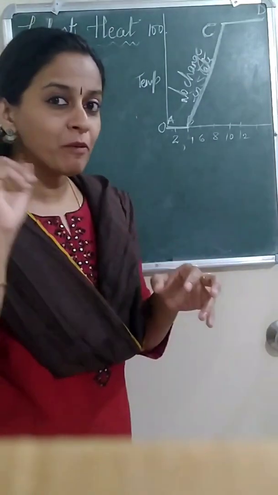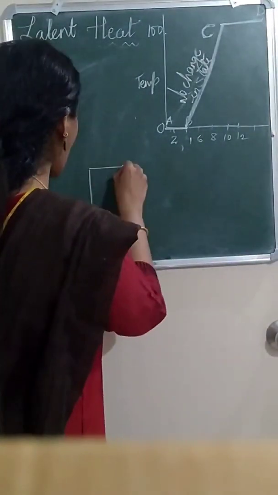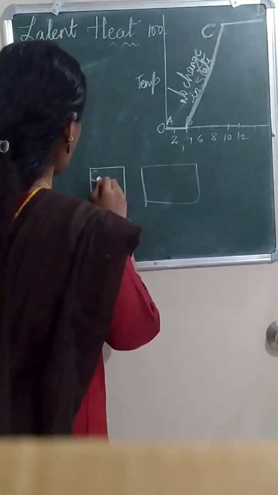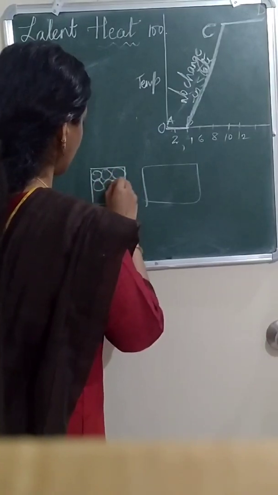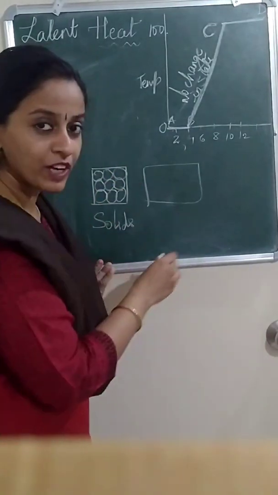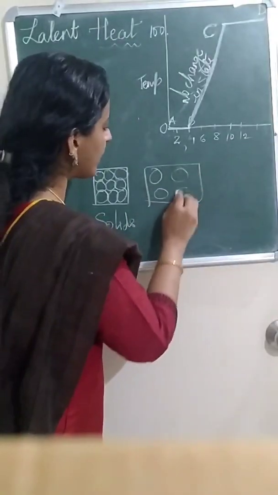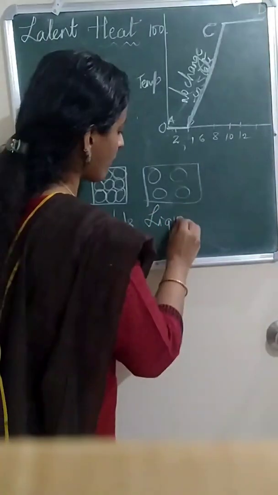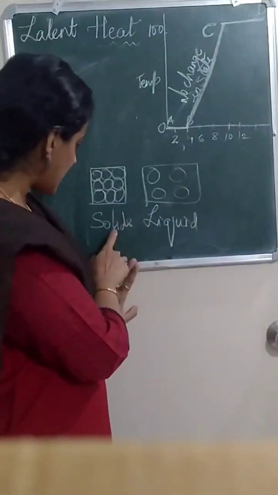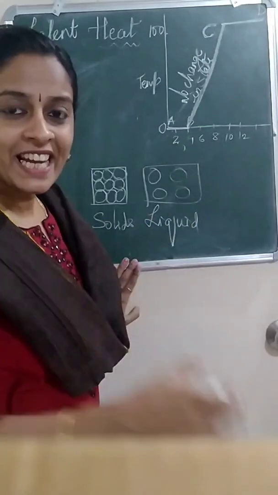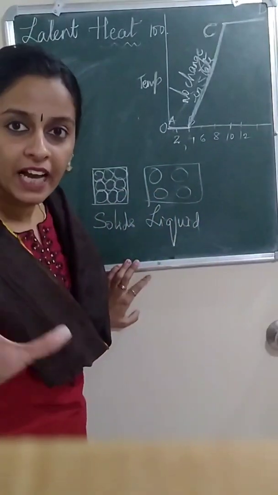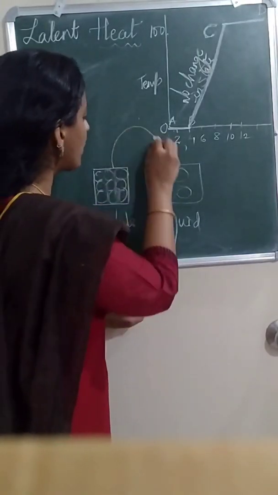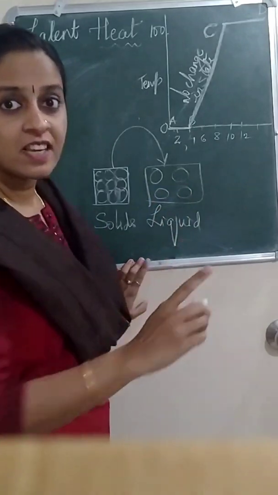For solids, remember the diagram you have studied in your lower class. Solids were shown this way, with the atoms tightly packed, closely packed, whereas for liquids there was some distance between the atoms. Okay, you remember the diagram you have gone through. So let us consider the solids. When you heat the solids, it will take some time for the solids to break their bonds and convert into another state, that is liquid.